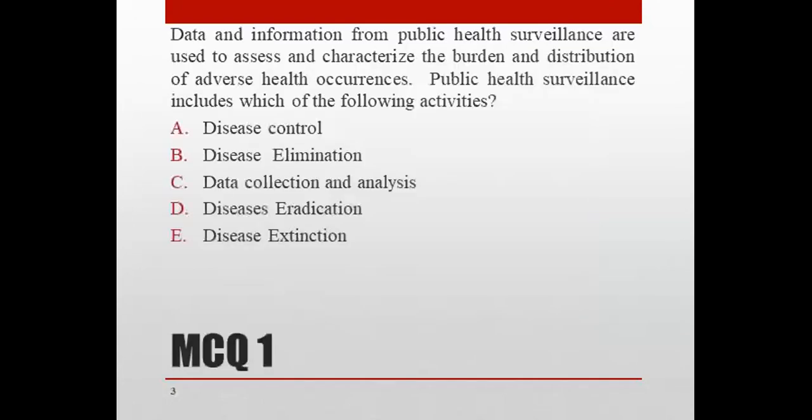Now time for MCQs. MCQ 1. Data and information from public health surveillance are used to assess and characterize the burden and distribution of adverse health outcome occurrences. Public health surveillance includes which of the following activities? A, disease control; B, disease elimination; C, data collection and analysis; D, disease eradication; and E, disease extinction. What will be the correct option?